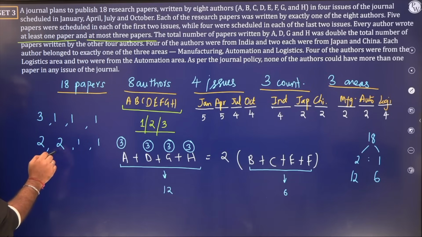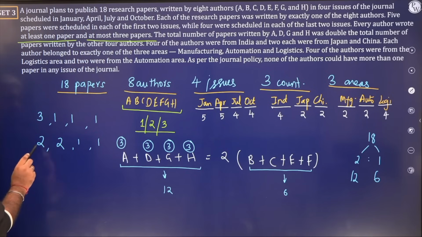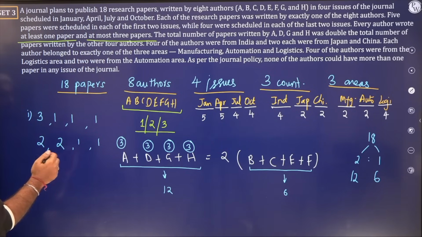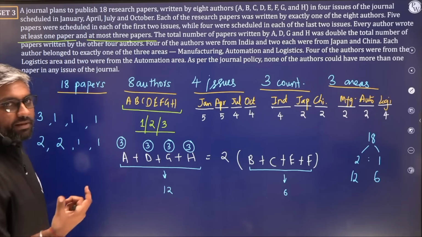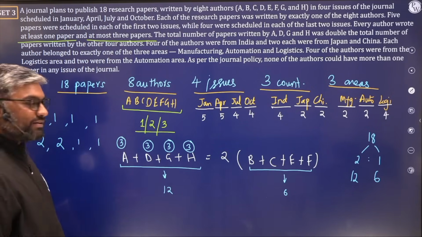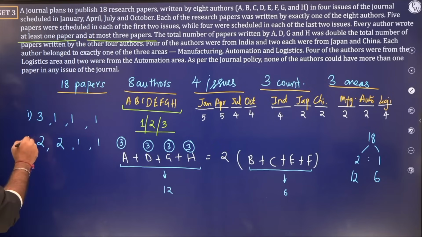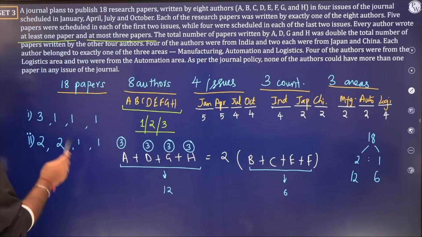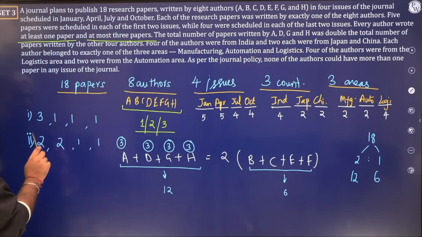If I decrease this 2, it will become 1. Either this will become 3, which we have already covered in case 1, or this will become 2, which is technically the same thing. We are just changing the order, right? We are not specifically attacking B, C, E, F. We're just saying one of the authors. So we technically have just 2 cases of these 6 papers: 3, 1, 1, 1 and 2, 2, 1, 1.